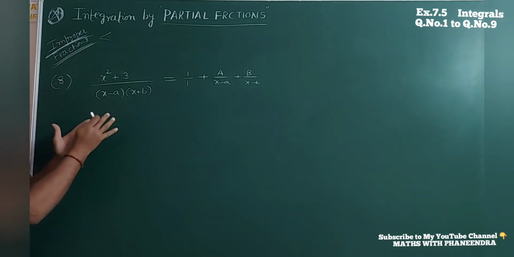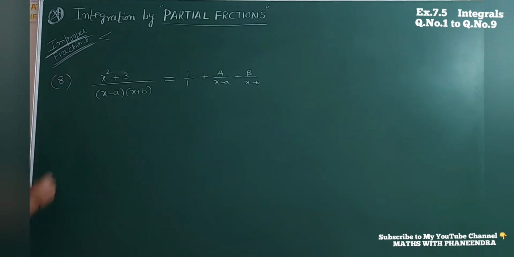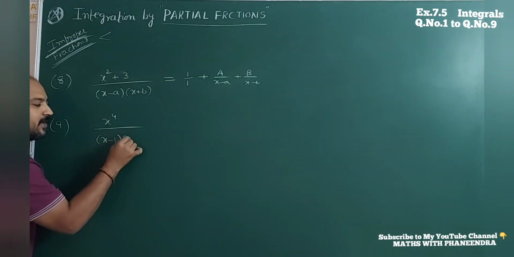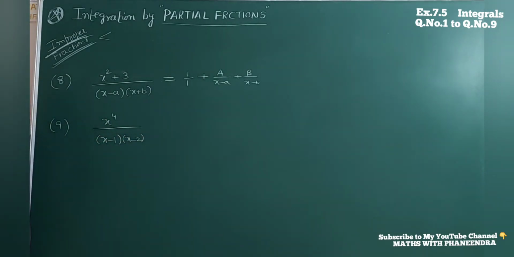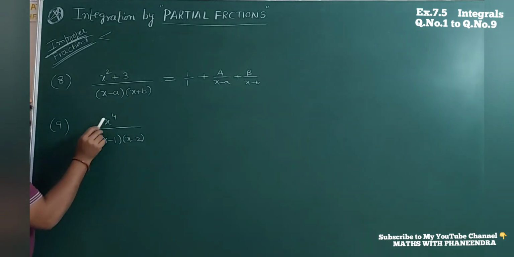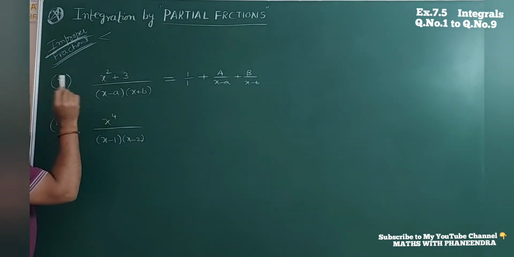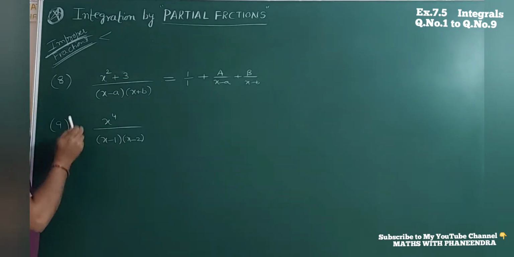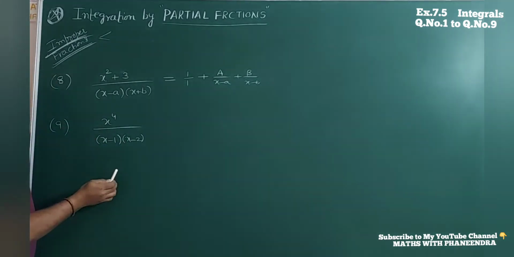If the degrees are not equal, what do we have to do? For example, x⁴ by (x − 1) into (x − 2). Simple example, I am taking based on examples only, otherwise you cannot understand easily, dear students. In x⁴, the numerator degree is 4. The denominator degree, x into x, is x², so obviously the numerator degree is greater than the denominator degree.